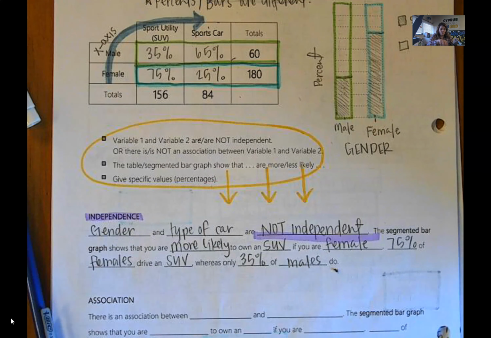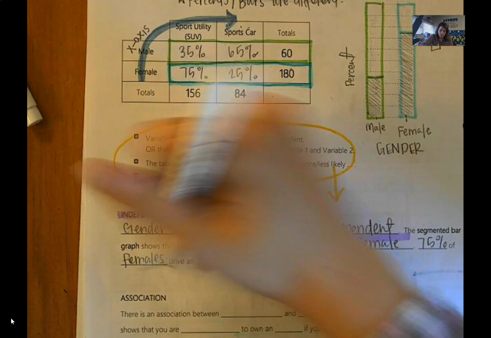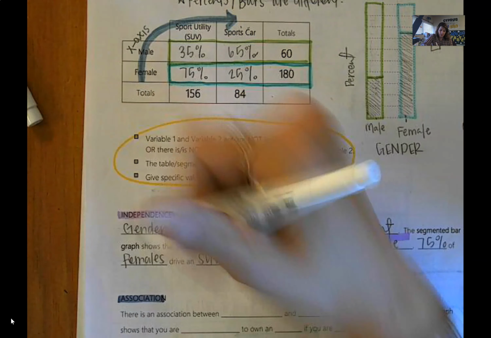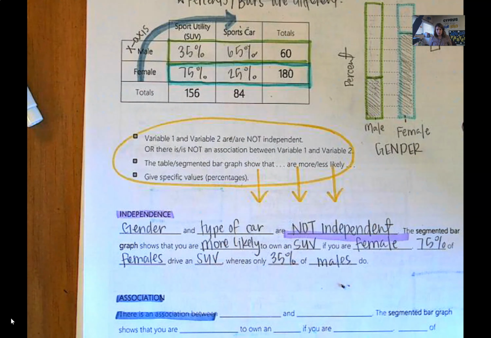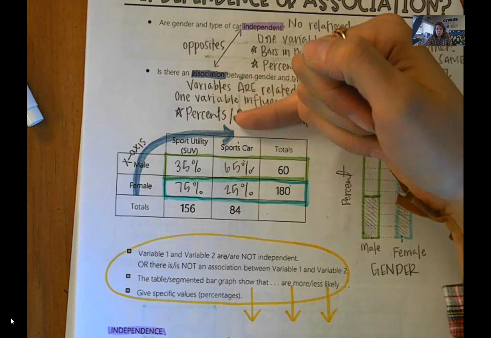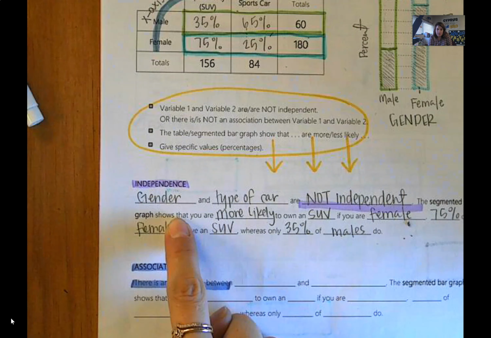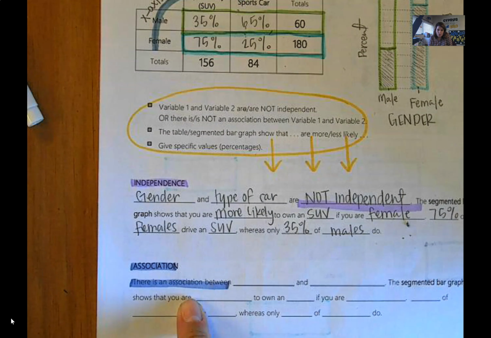Now we have one other thing that they could have asked us: is there an association between gender and type of car? So I'm going to highlight that in the same color. Now they're not going to ask you both. There's never going to be a question that asks both questions. I am just highlighting what you would do in either case. So this is what you would do if the problem asked you if they were independent. This is what you would do if the problem asked you if there is an association.